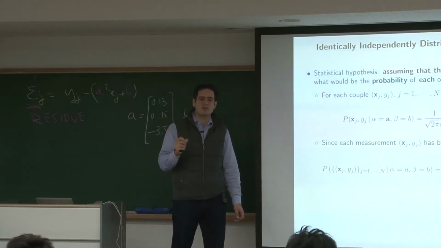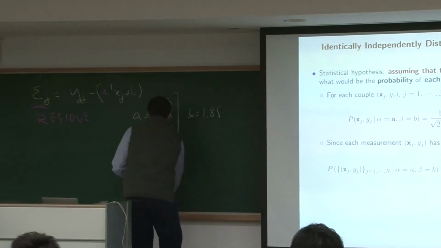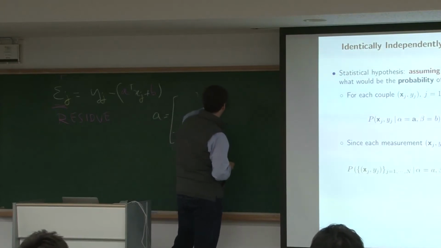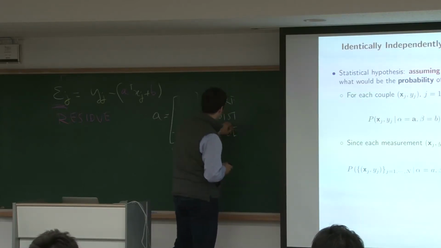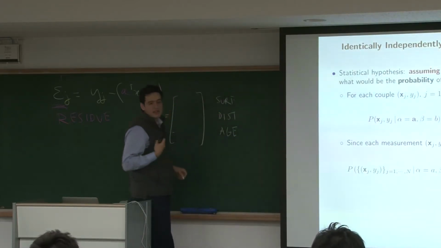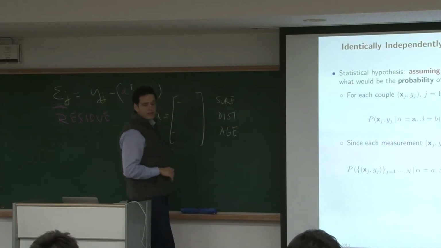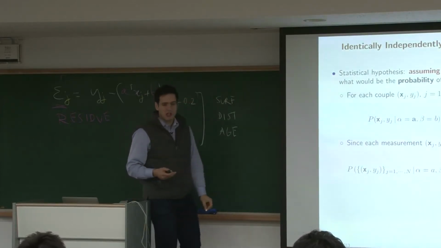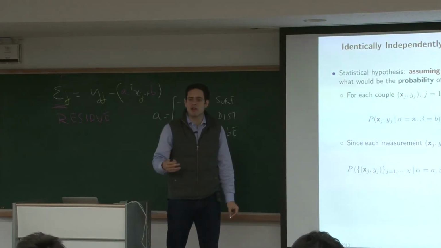So for instance, imagine that you're very stubborn and you think that an apartment's rent decreases fast with respect to the surface. So let's take again the example: surface, distance, and age. Suppose that your guess is that with respect to the surface, the coefficient is minus 0.2, meaning for each supplementary square meter that you add, you have to remove 2,000 yen from the rent.